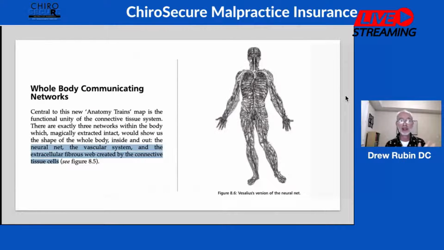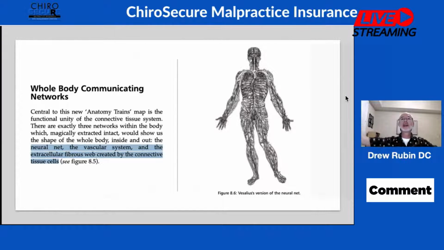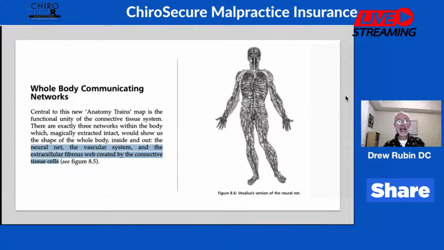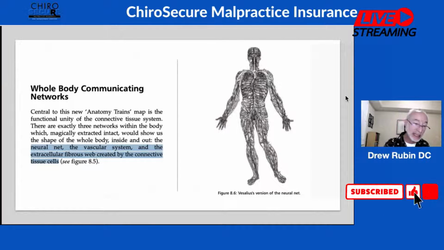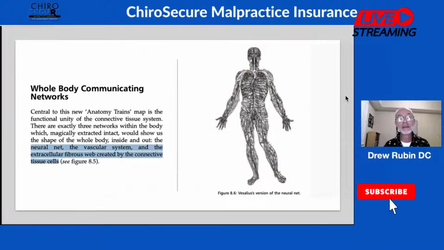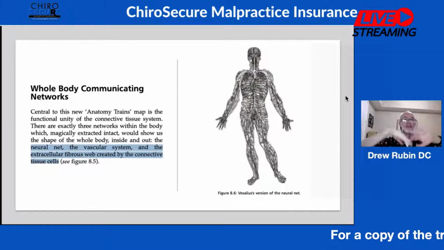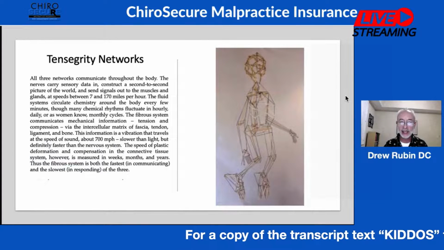And what Mr. Myers talks about, and you'll see in a couple of minutes when we pull up his video, is whole body communicating networks. Central to this new Anatomy Trains map is the functional unity of the connective tissue system. He talks about three major networks in which, if you stripped everything else away, you would still see an outline of the body: the vascular system, the connective tissue or fascial system, and I love that he puts it right here in his own book, the neural net. This picture on the right-hand side shows what the neural net would look like if you took all the muscle and bone away and just had the neural net left.